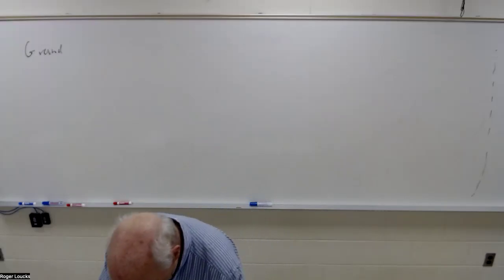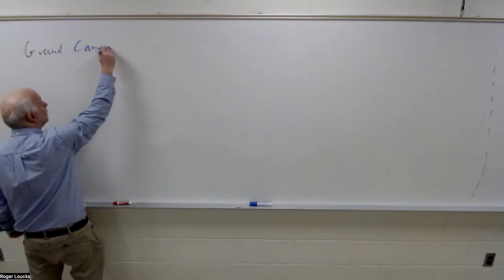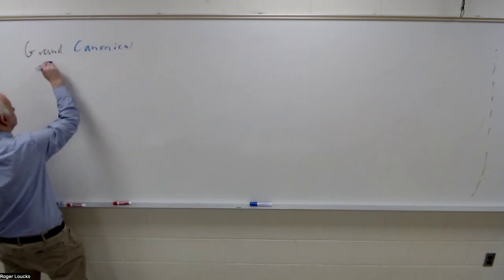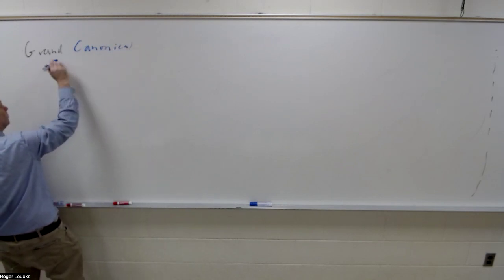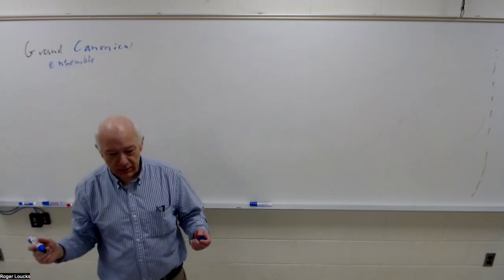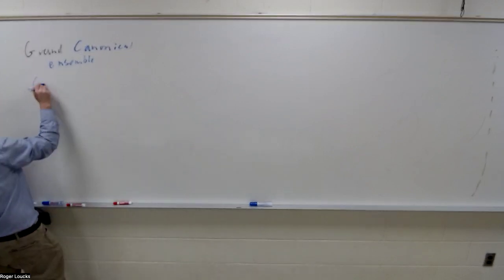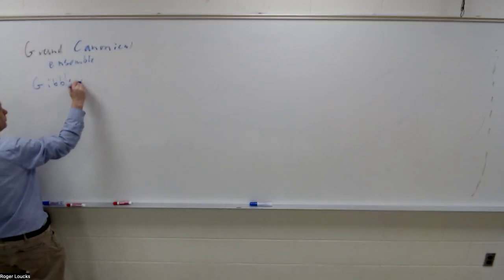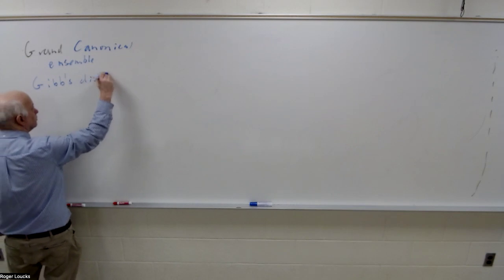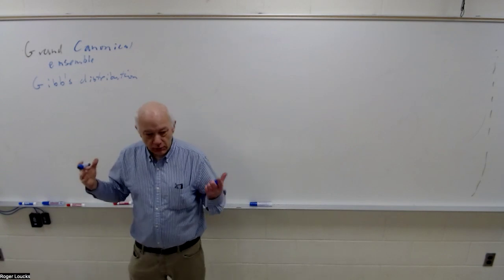Excellent. Okay, so what we're going to do is a grand canonical ensemble. We gave this another name. This is also called the Gibbs distribution. And what we're now going to do is let particle number vary.